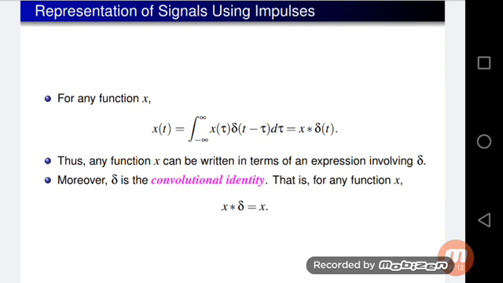Moreover, delta is the convolution identity. That is, for any function x, x convolved with delta is equal to x.